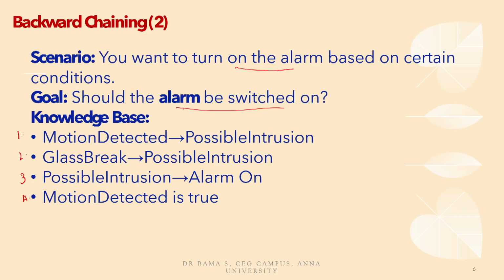So, how do we do that? We will go backward. If the alarm is switched on, that is dependent on possible intrusion from 3, and for possible intrusion there are 2 ways. One is through motion detected and another is through glass break. This is actually an OR condition.